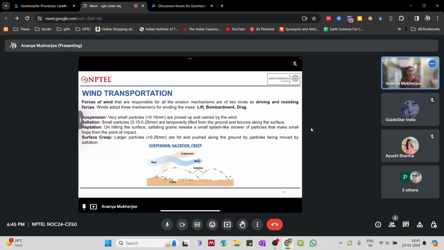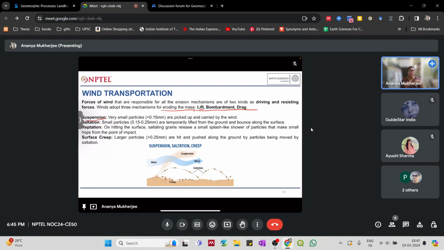So you can have lift, bombardment and drag. These processes or mechanisms are meant for eroding the mass. Now for the transportation, you can have, as I said, suspension. Very small particles are picked up and carried by the wind, and they are suspended in the wind that is there.